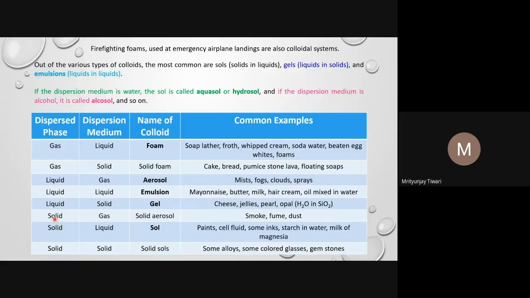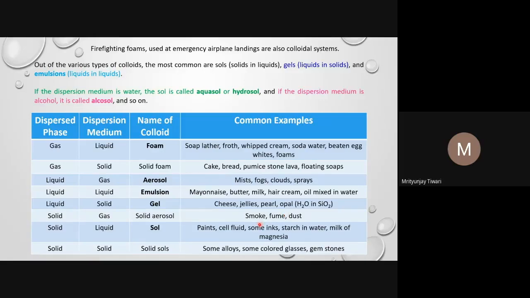Now another system: if the dispersed phase is solid, it can also form colloids with all the other phases, the dispersion medium in all three different phases. So now the solid in gas. Like liquid in gas forms aerosols, solid in gas forms solid aerosols. And the solid aerosols are examples of smoke, fumes, dust.